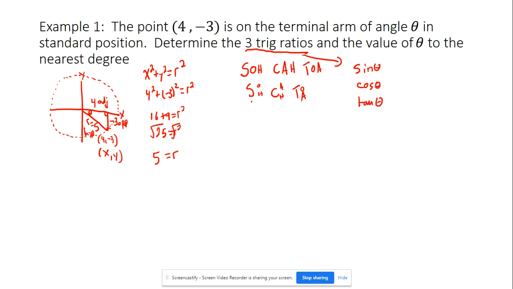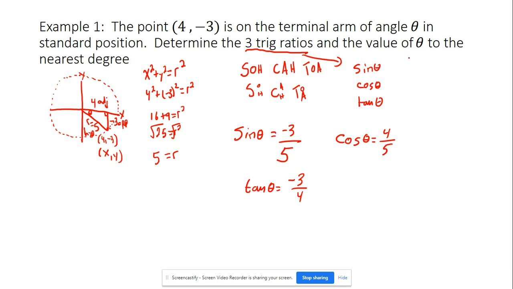So based on this, sine is opposite over hypotenuse. So we have sine theta is opposite, -3 over 5. Cosine theta is adjacent over hypotenuse, which is 4 over 5. Tan theta is equal to opposite over adjacent, which is -3 over 4. Okay. All right. So here are the 3 trig ratios.